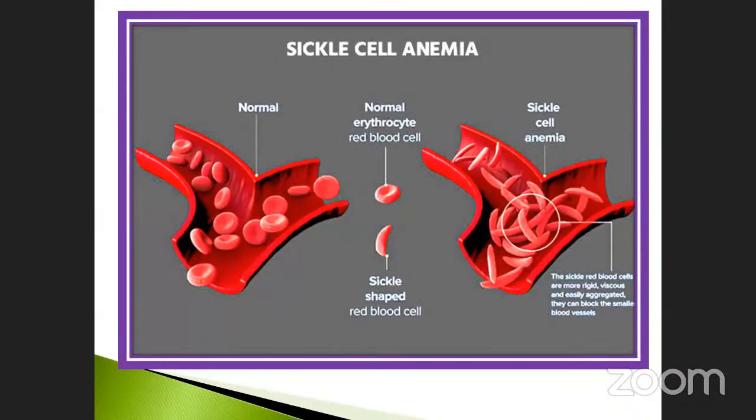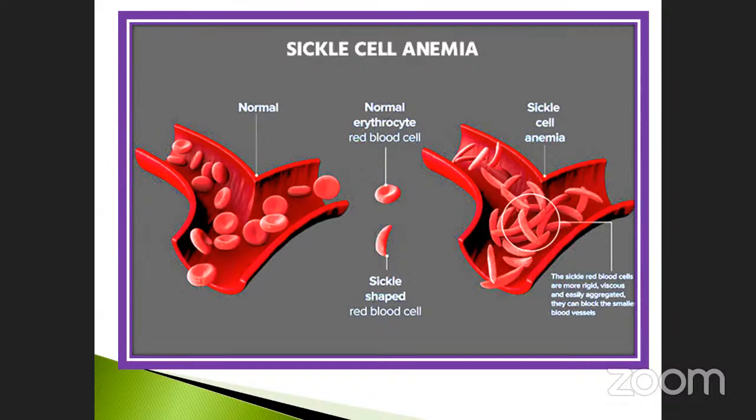This is called sickle cell anemia. This is a normal one. This is a normal erythrocyte, red blood cell. Double disc shaped. 120 days lifespan is also there. One hemoglobin molecule carries 4 oxygen molecules. That thing you already know about, isn't it?